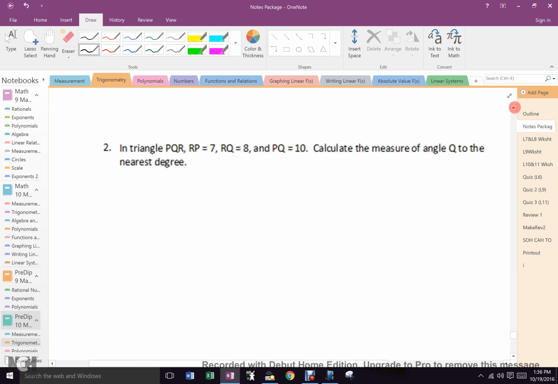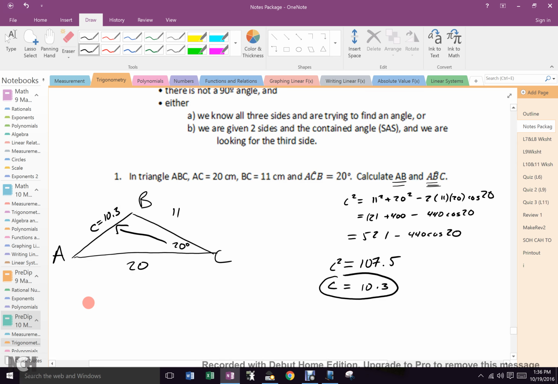What's the pair that I have? I have 10.3 over sine 20, and I need side AB. Or, sorry, I need angle ABC. That's this one up here, right? So what's its partner? 20. So it equals 20 over sine B. Now I crisscross. And what am I going to have to do at the end to find the right answer? Shift sine. Everybody got it?